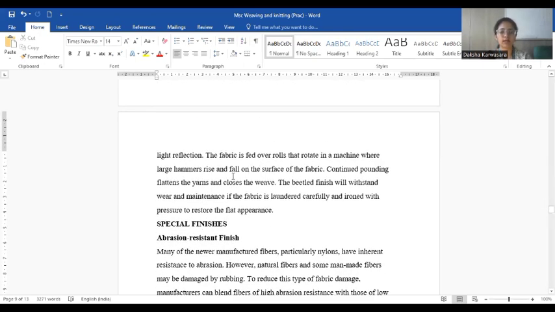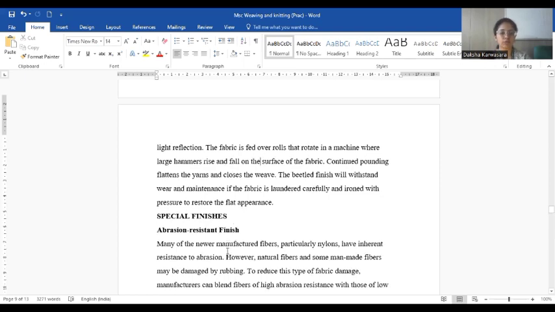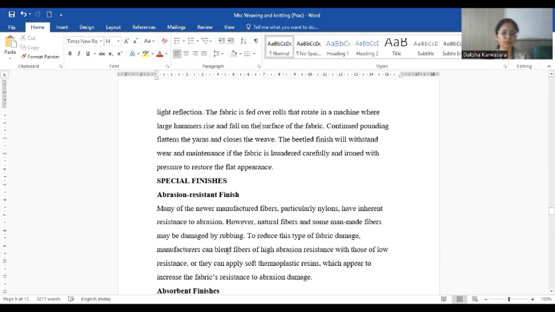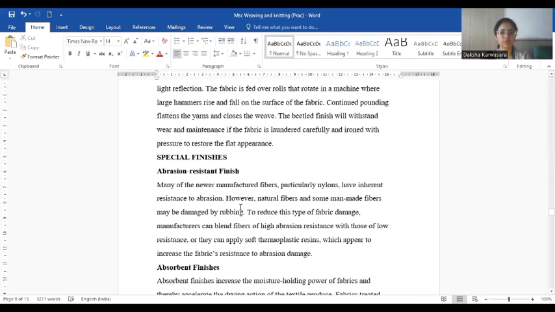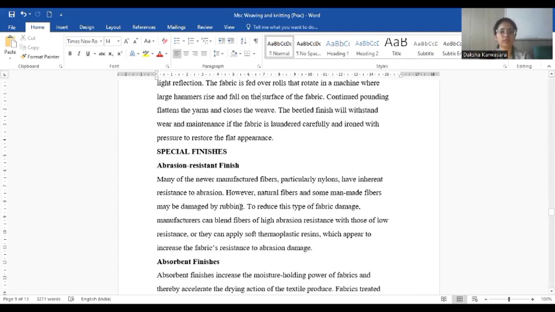Next one is, these are our aesthetic finishes, and now we are starting our special finishes which have some special property on the fabric, and these are made on special demand. Like the first one is abrasion resistant finishes. Some fabrics have resistance to abrasion. So abrasion resistant finishes are applied to the fabric.